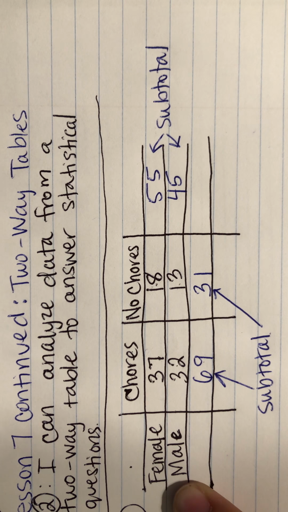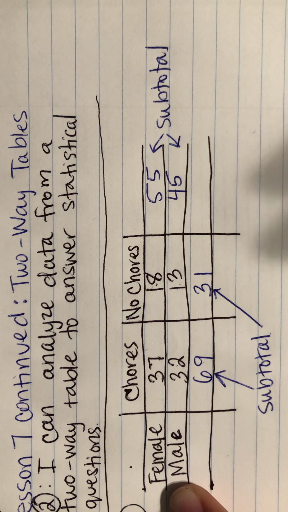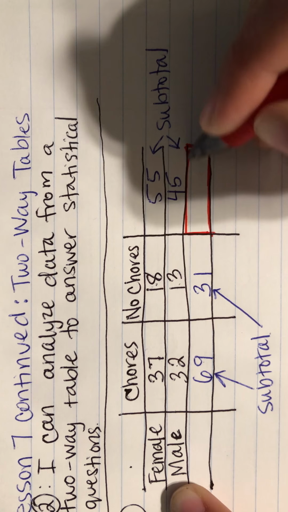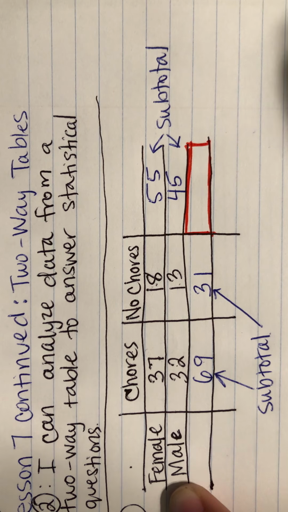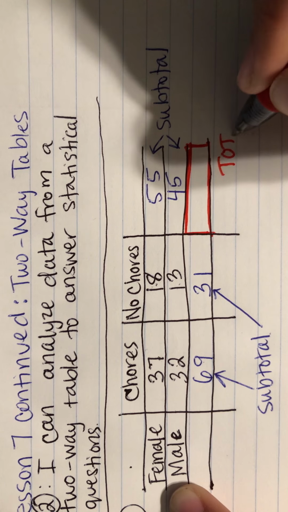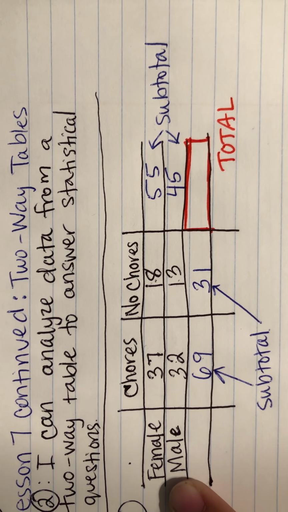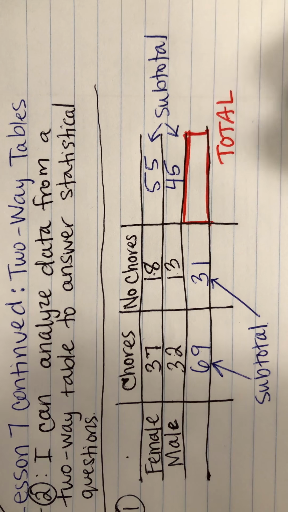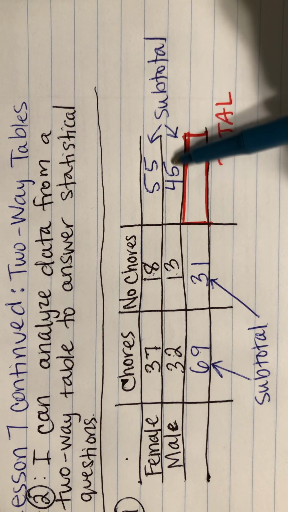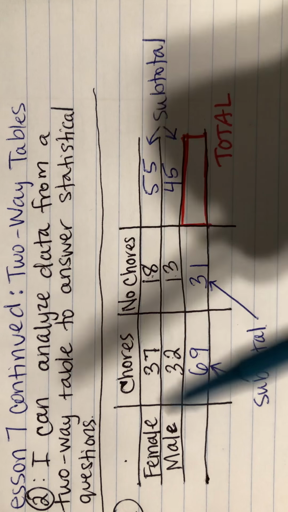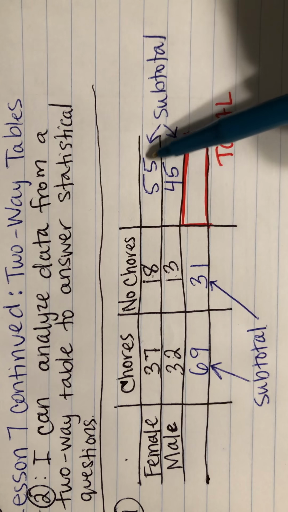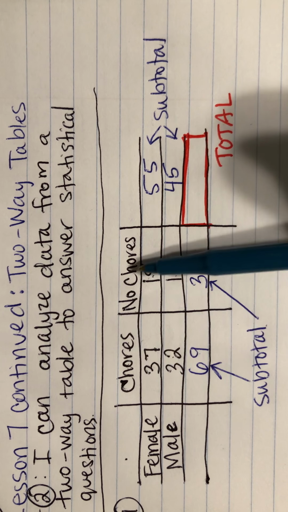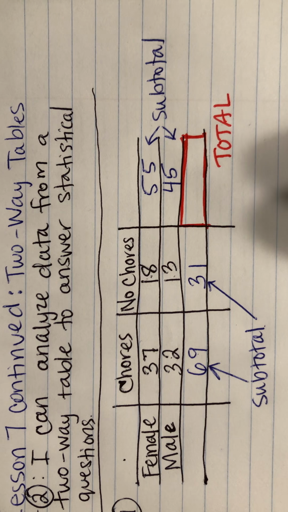There's another important number that needs to be filled, and that goes in this box here. That box in any table is going to be your total. So that's going to tell you how many total people were asked. To find that total, you can find it two ways. You can either add these subtotals, because your total population were made of female and male. So you can add these. Or you can add these. People who did have chores and didn't have chores. Either way, you're going to get the same answer.